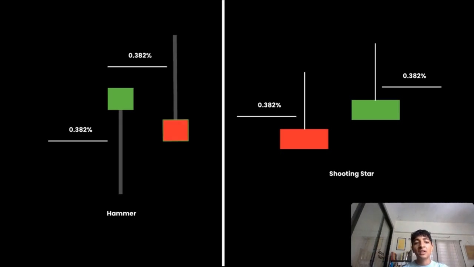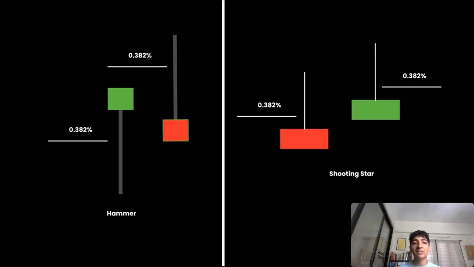If the body leaks past that 38.2% mathematical line, the rejection is too weak, momentum is split, and you should not take the trade. Firstly, if you look at the hammer setups on the left, the color of the body doesn't essentially matter, the math does.